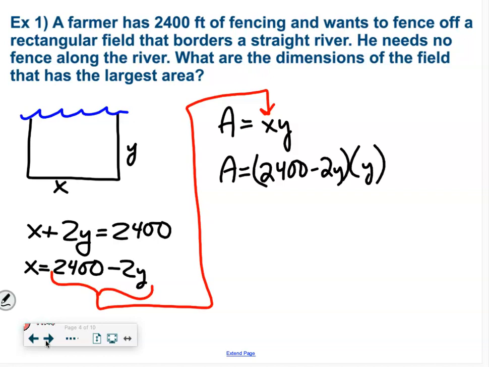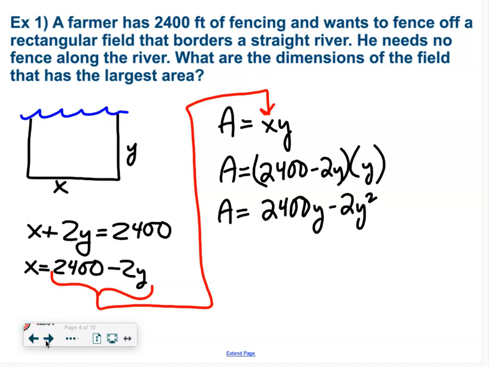Personally, I find it easier to go ahead and multiply this out. If you don't want to, and you want to just do product rule for your derivative, that's fine too. Right? This doesn't matter. But I'm going to go ahead and distribute the y. So I have 2,400y minus 2y squared.